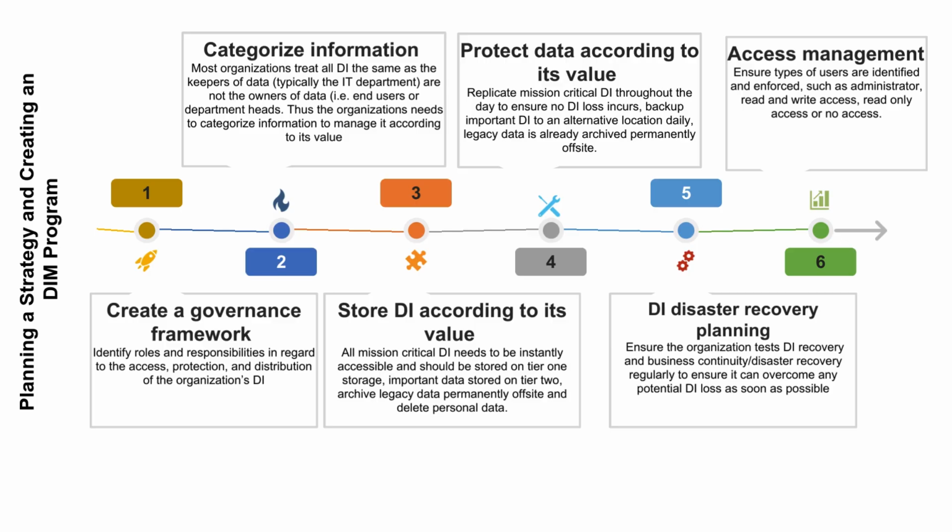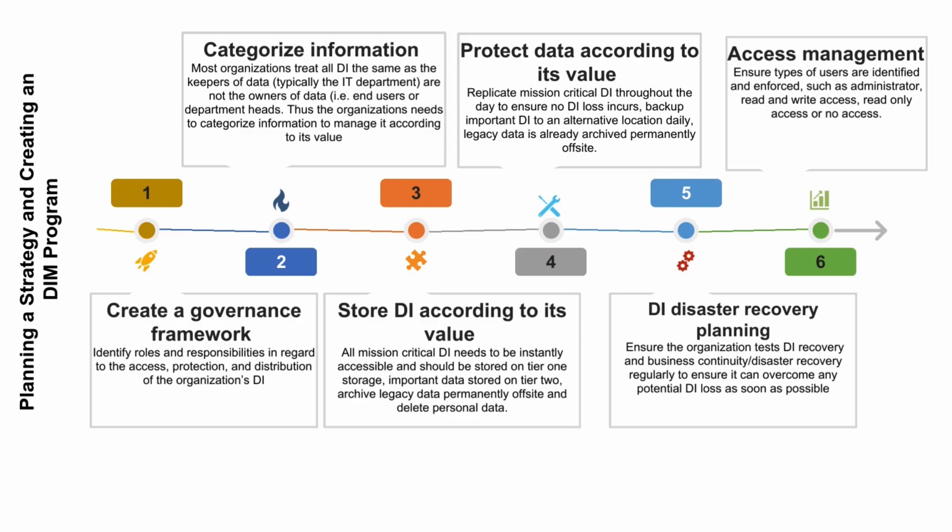To better understand how a digital information management, or DIM, program works in practice, let us look at a simple case study of an organization implementing DIM. Imagine a medium-sized organization, such as a university faculty, government department, or company, that manages a large amount of digital information. Step 1. Create a governance framework.